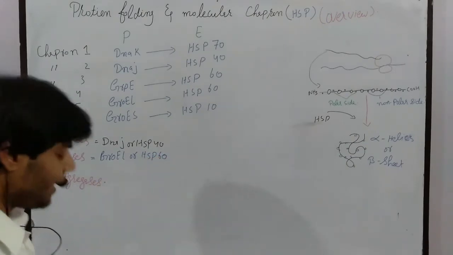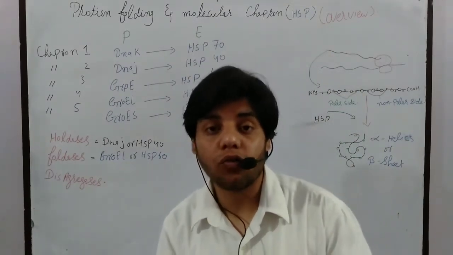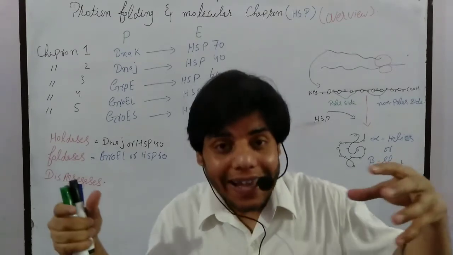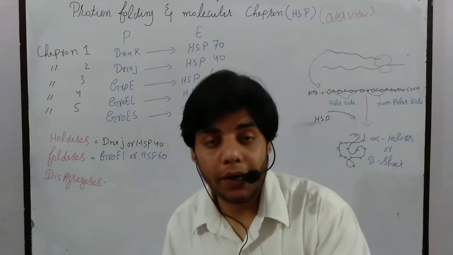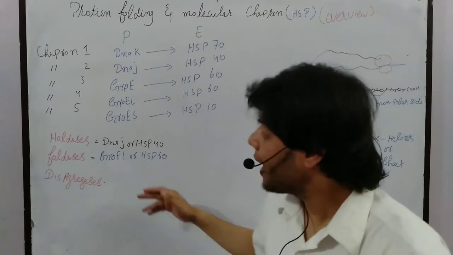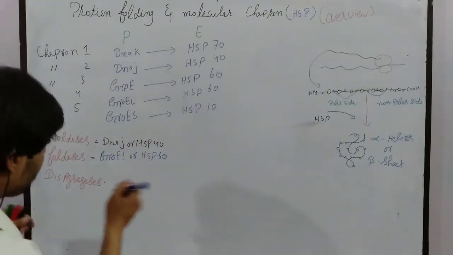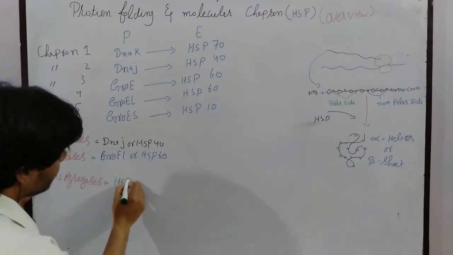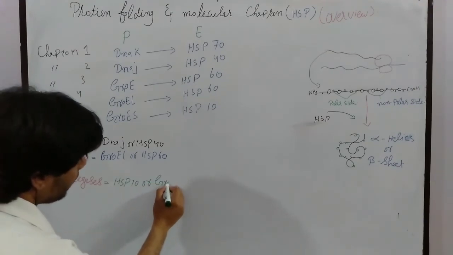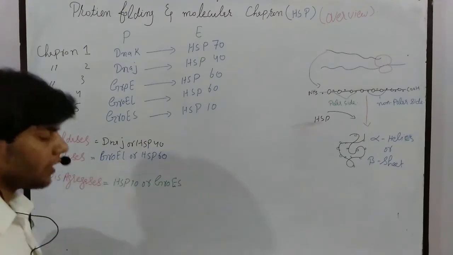And then we have disaggregases. Disaggregases are those molecular chaperones which prevent the protein from aggregation. Remember, once the proteins are in an aggregated form, they will be converted into prions. Prions are different kinds of disease that they will cause. If we talk about disaggregase molecular chaperones, the examples are HSP10 in eukaryotes or GroES in prokaryotes. So these are some other types.